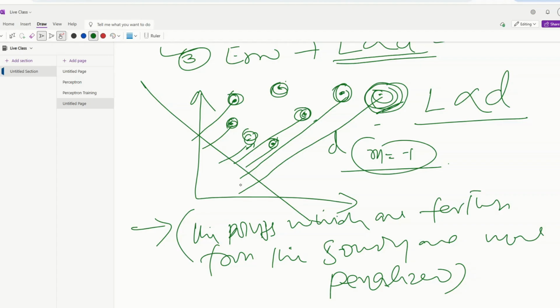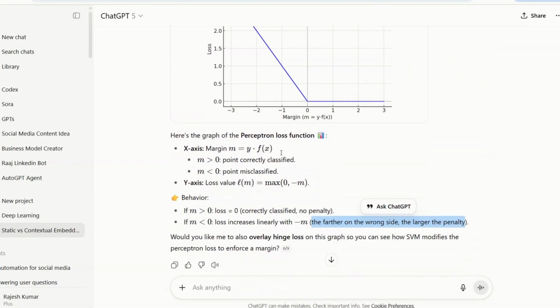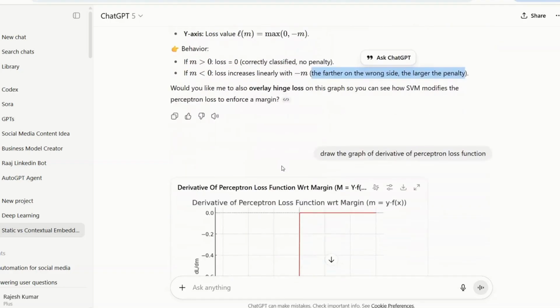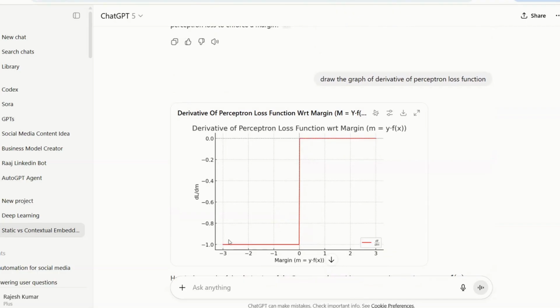It does not matter whether your points are very far away. It will be a gradual change. These are the concepts. If you see the graph, this is my actual graph of the perceptron loss function. Next, I want to draw the graph of the derivative of this function. So this is the graph of the derivative.